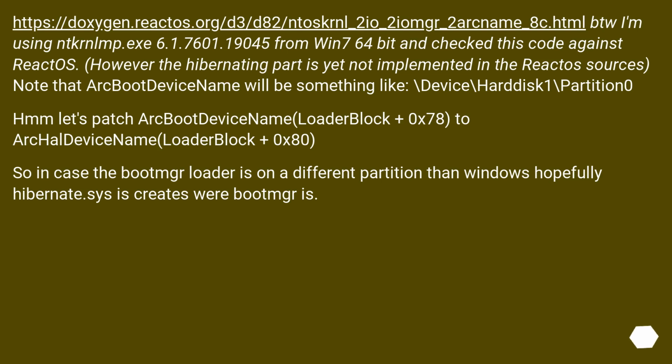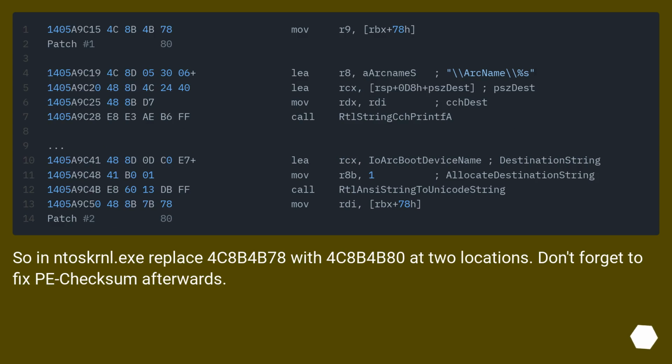So in case the boot loader is on a different partition than Windows, hopefully hibernate.sys is created with the local device name. So in ntoskrnl.exe replace 4C8B4B78 with 4C8B4B80 at 2 locations. Don't forget to fix the PE checksum afterwards.